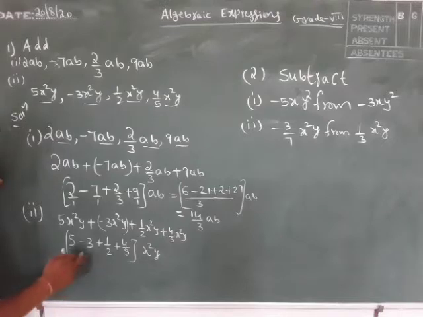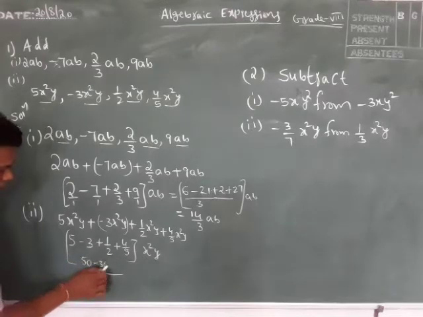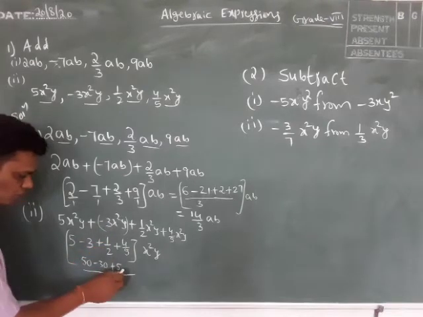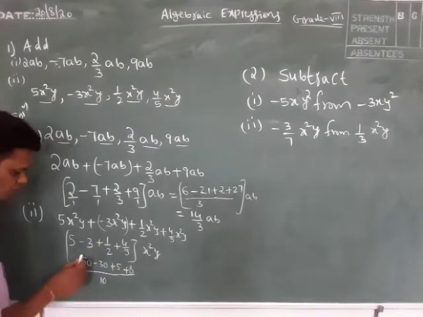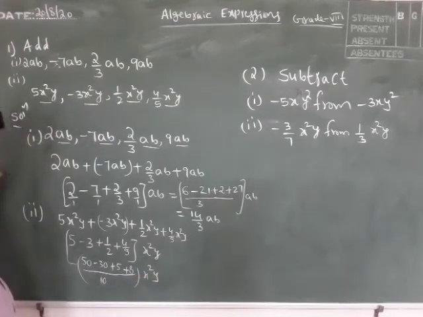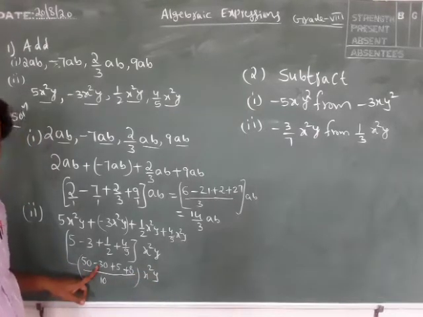Now you will see here LCM is 10. See now, 10 5s are 50, 10 3s are 30. Here 2 5s are 10, 5 into 1 is 5, 5 2s are 10, 2 into 4 is 8, into x square y. Now see, 50 minus 30 is 20.